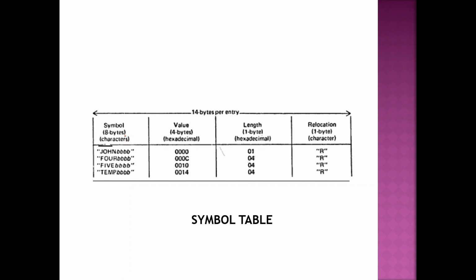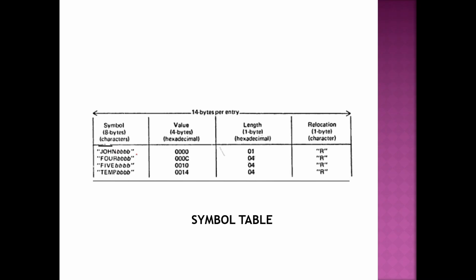So let us see examples also. We will take the same example. We just saw one program, right? Same program only we will take. So what are the variables there? First one was the label, the name of the program. JOHN is the name of the program. So JOHN, 4 bytes, over.